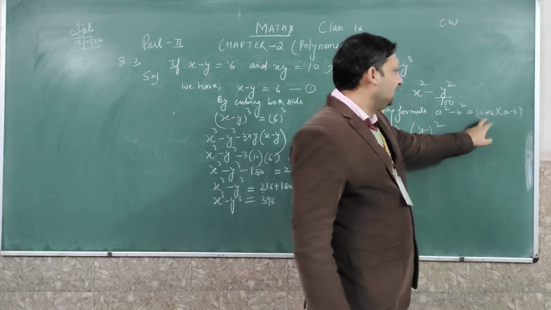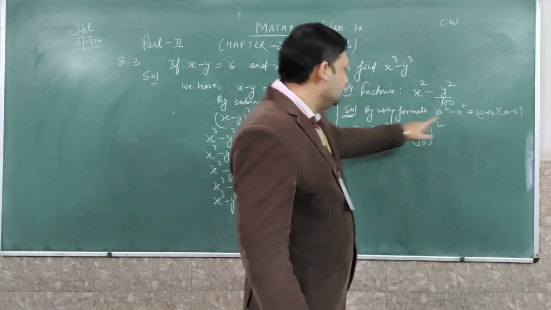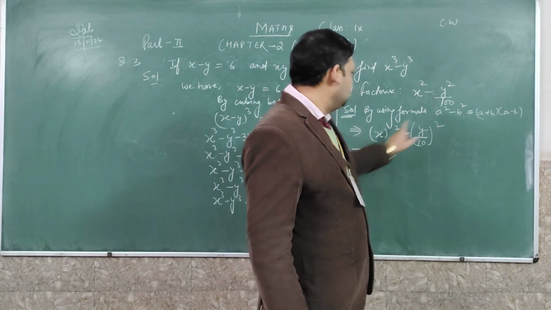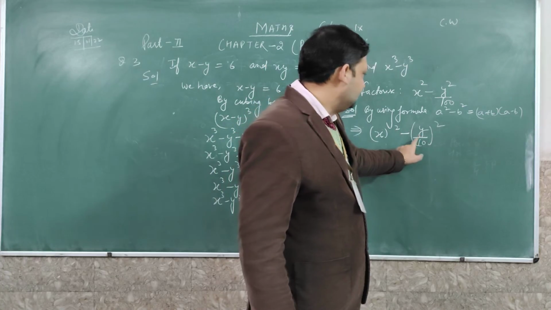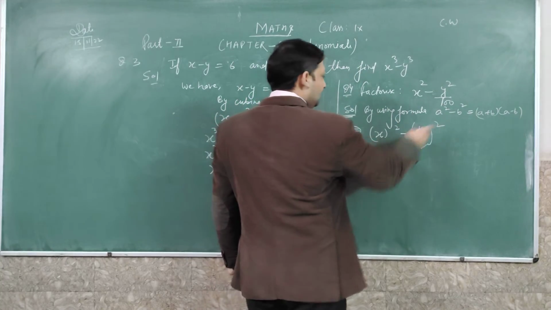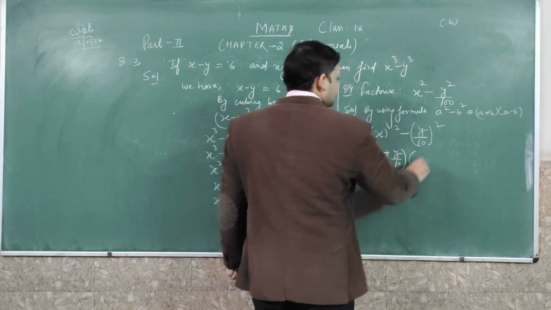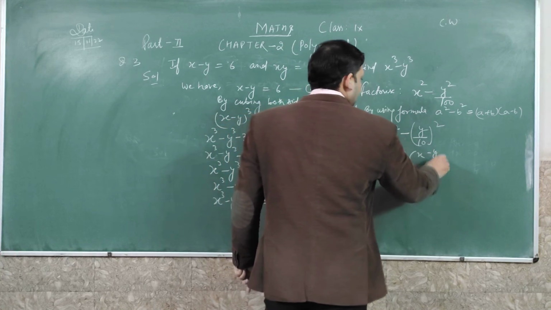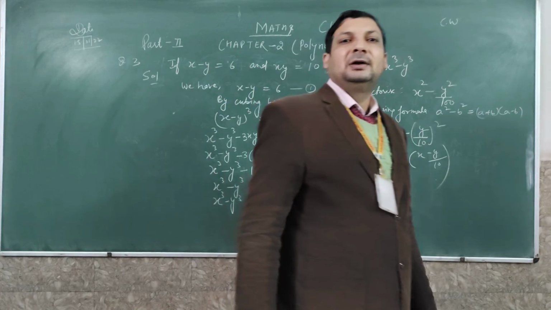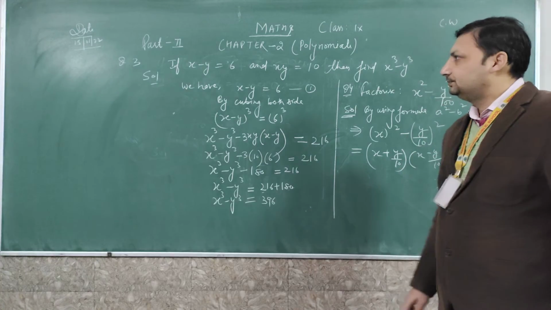a square minus b square will be a plus b, a minus b. So see here, what is a? The first number before plus or minus is a. a means x and b is y upon 10. So replace a with x and b with y upon 10. So x plus y upon 10, x minus y upon 10. It is a method to solve these type of factorization questions.